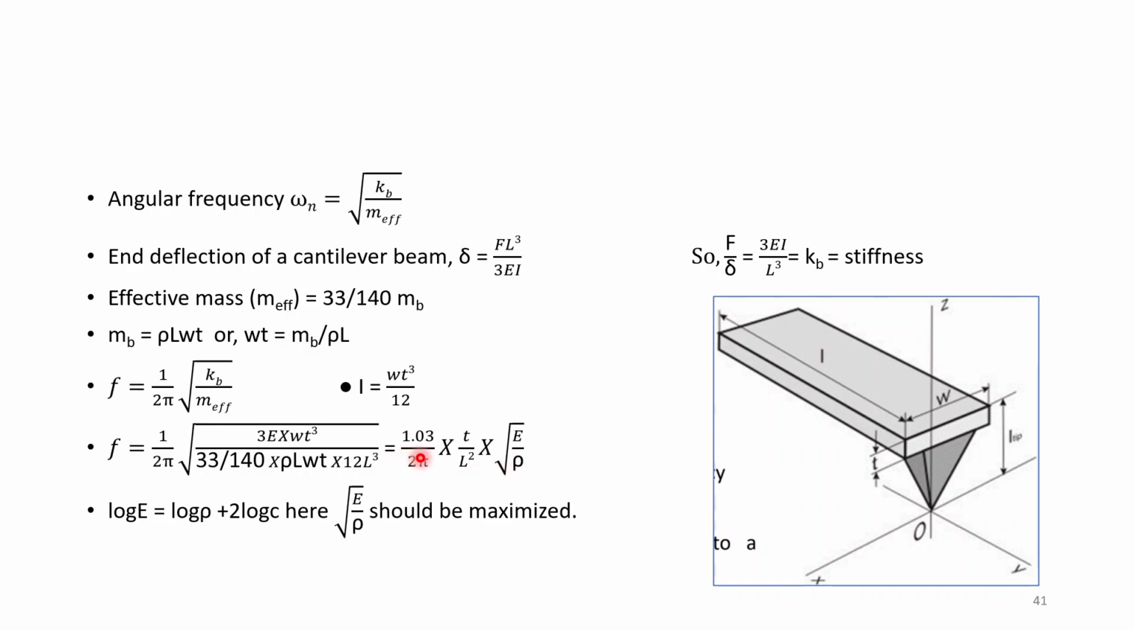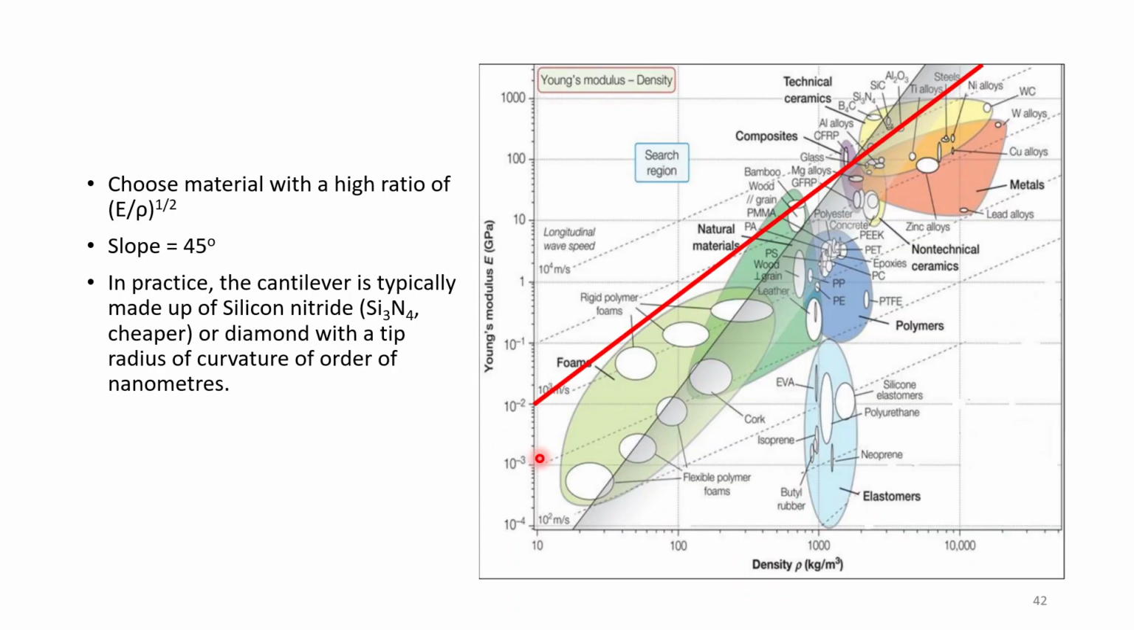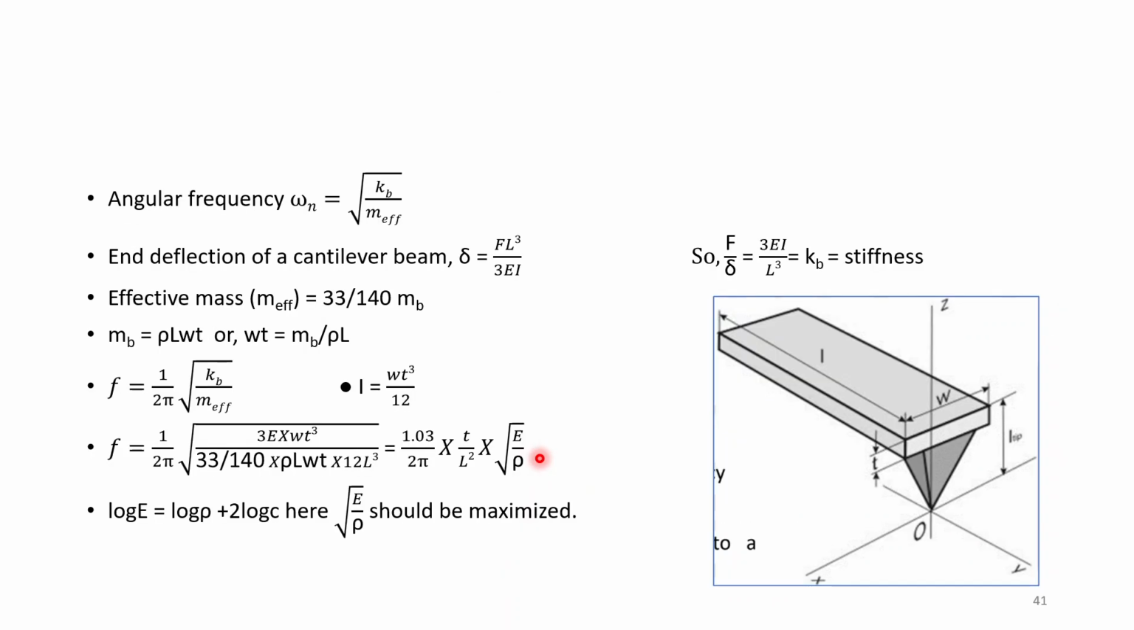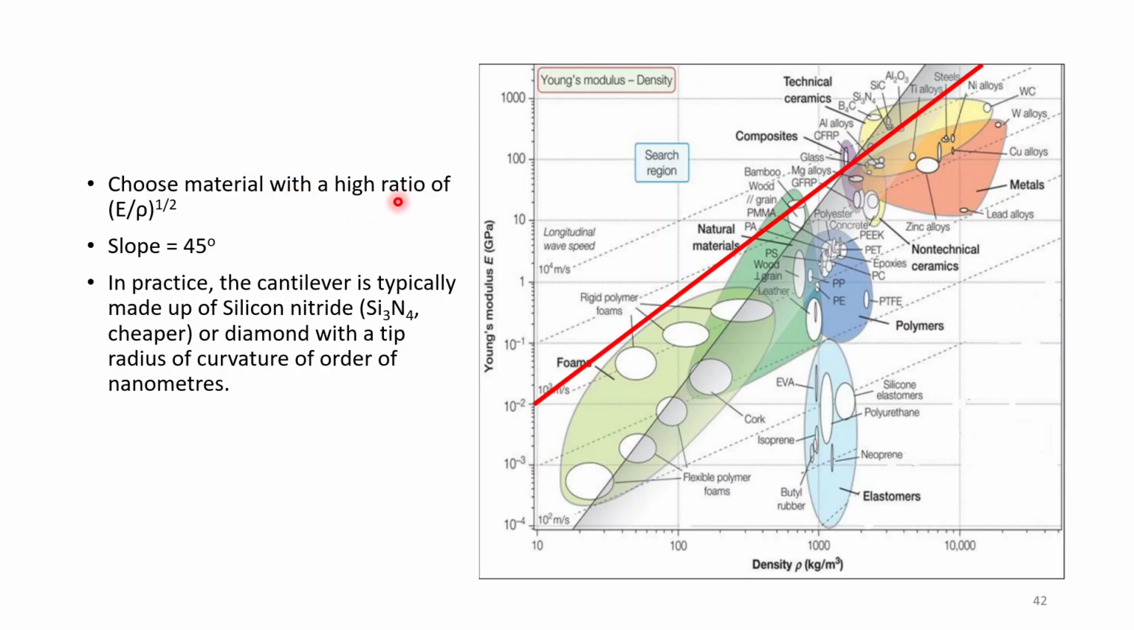Now this becomes 1.03 divided by 2 pi times T upon L square times the under root E upon rho. So log E will be equal to log rho plus 2 log C. Here under root E upon rho should be maximized. Now frequency should be maximized, so this should be maximized. Now we choose the material with a high ratio of E upon rho, the square root of E upon rho. So your slope will be 45 degree.